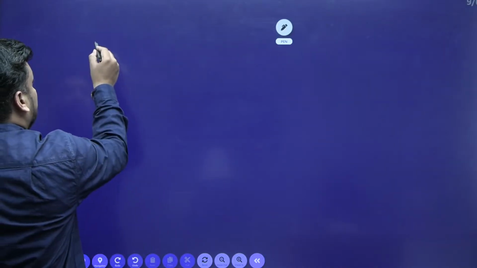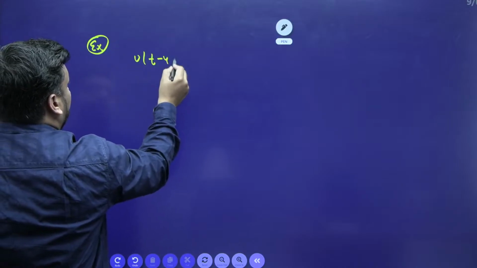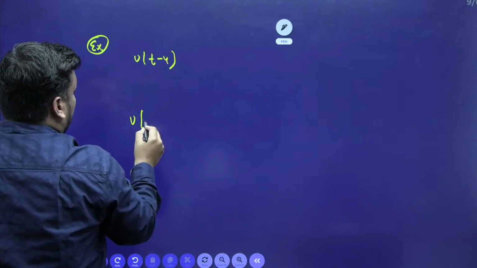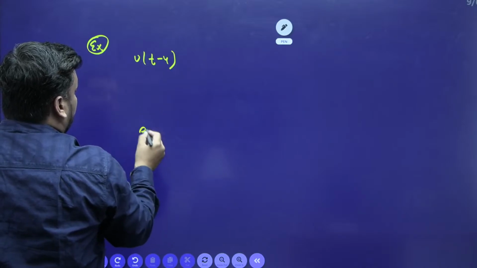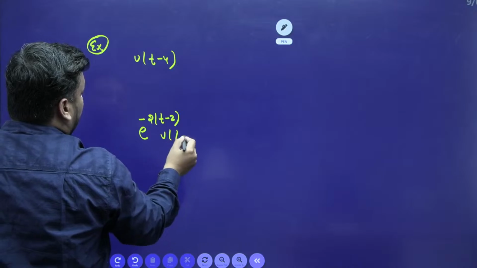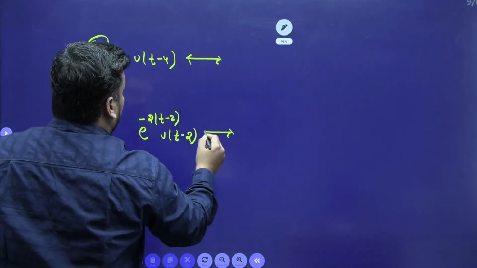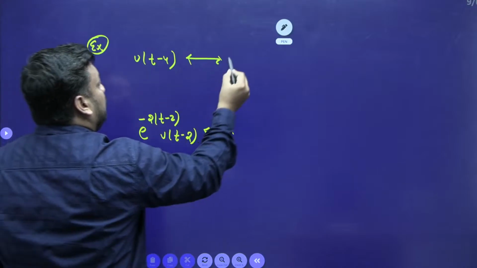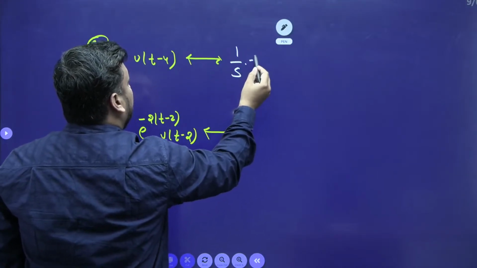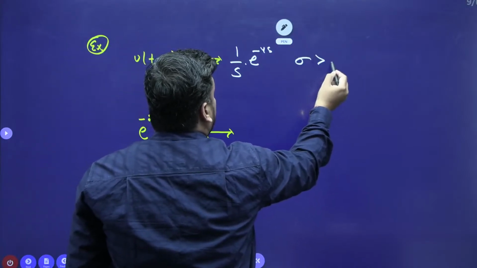If I talk about the example, guys, tell me what is the Laplace transform of u of t minus 4? What is the Laplace transform of e to the power minus 2 (t minus 2) into u of t minus 2? Come on, tell me what is this Laplace transform, guys. So the Laplace transform of u of t minus 4 is 1 by s into e to the power minus 4s, but as far as ROC is concerned, it is still sigma greater than 0.